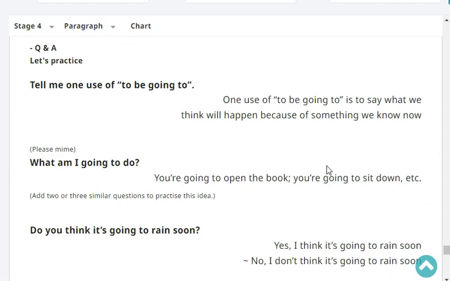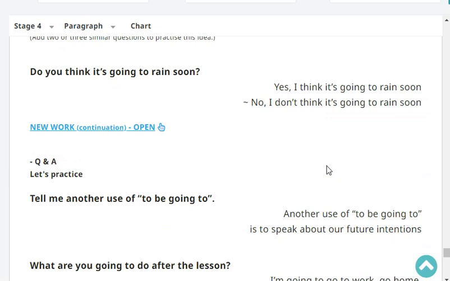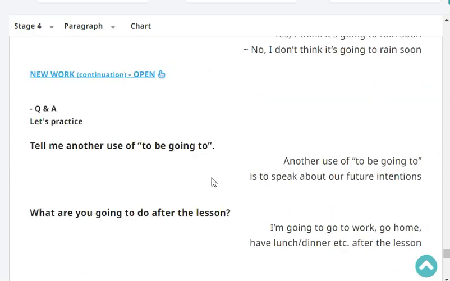Do you think it's going to rain soon? Yes or no? No, I don't think it's going to rain soon.